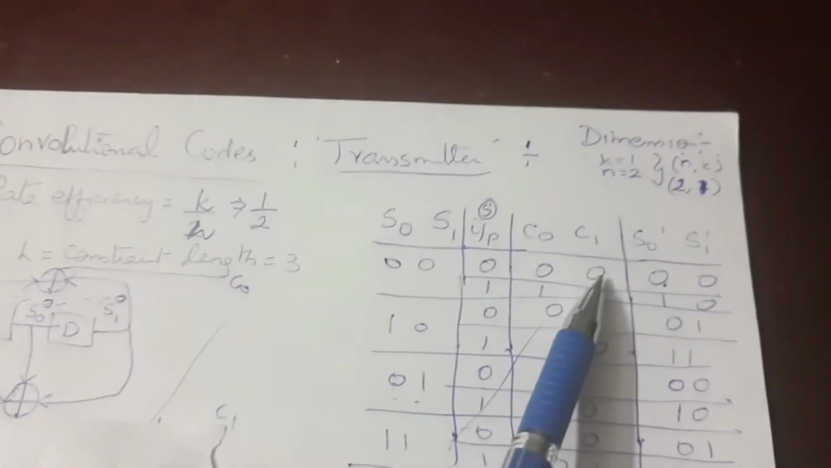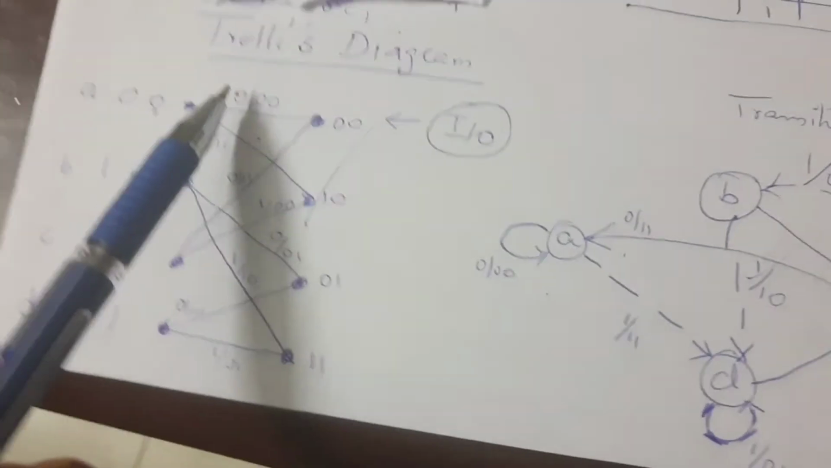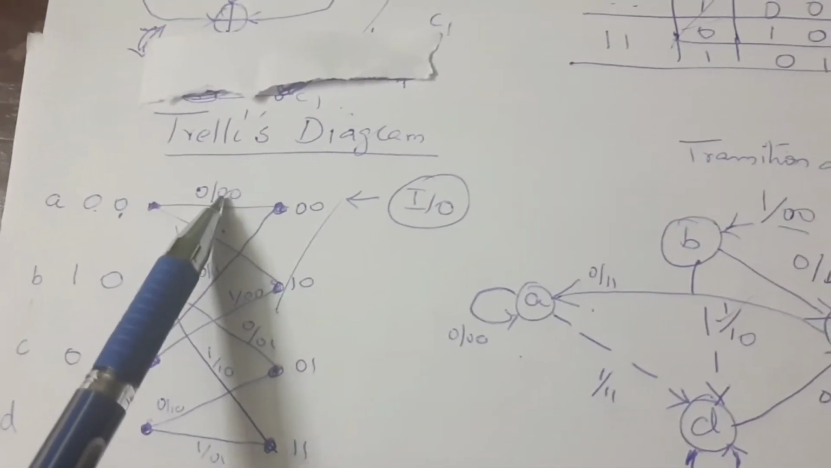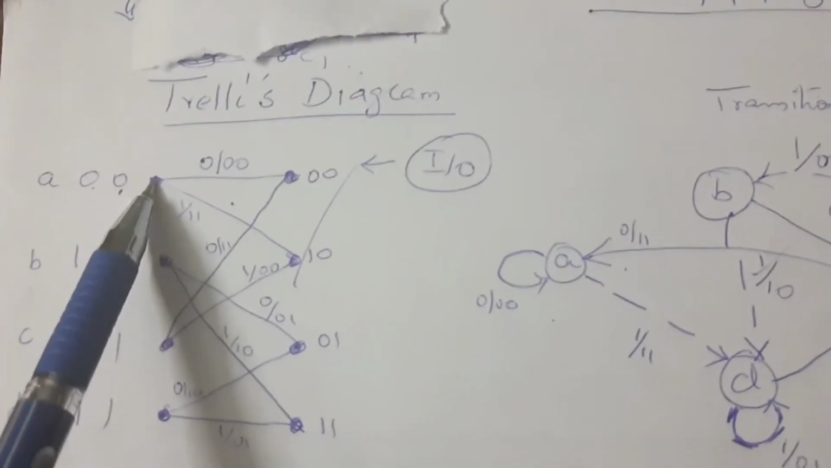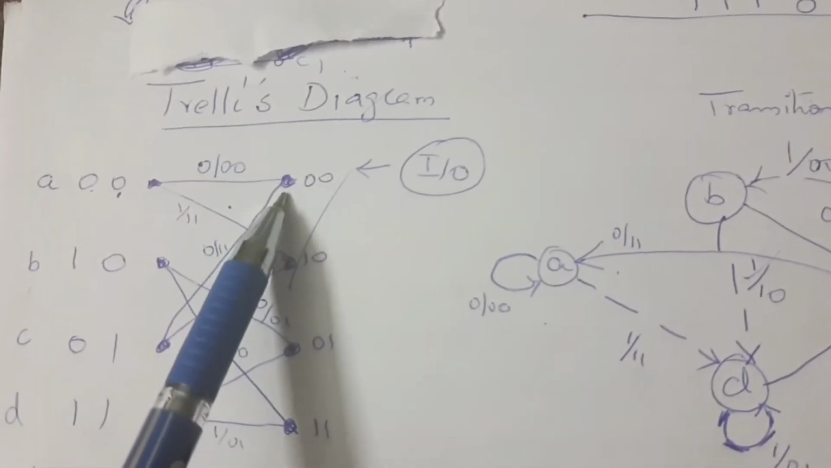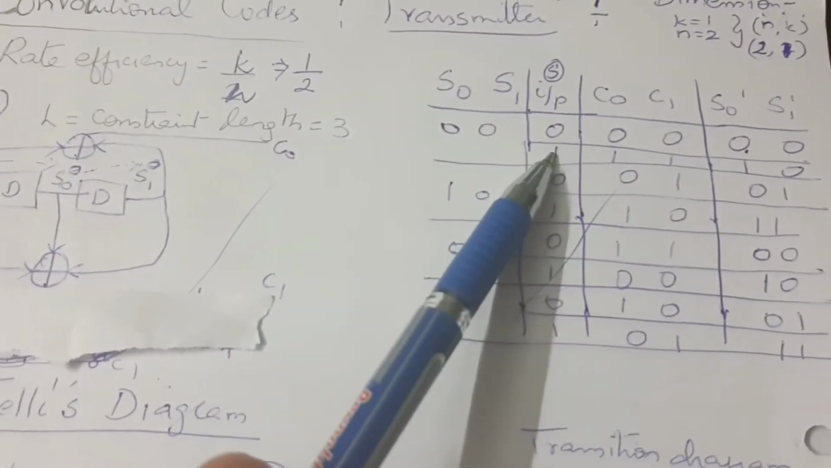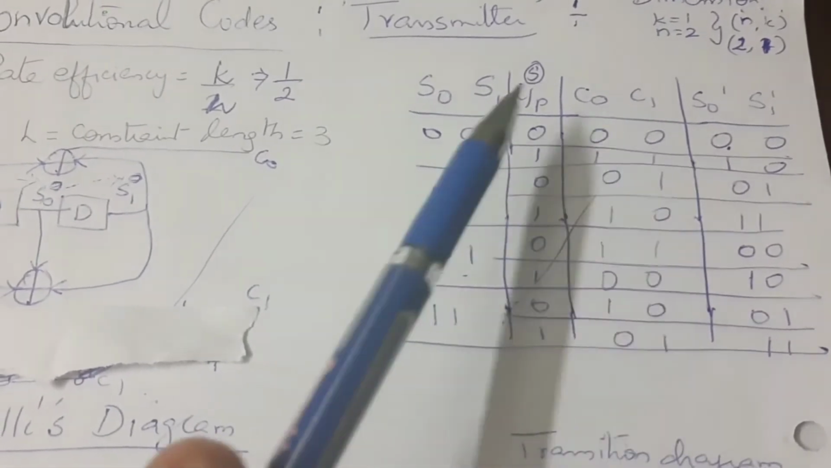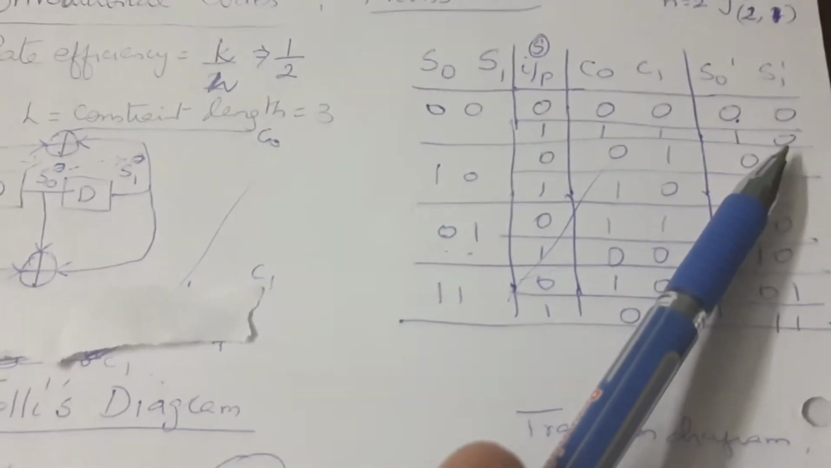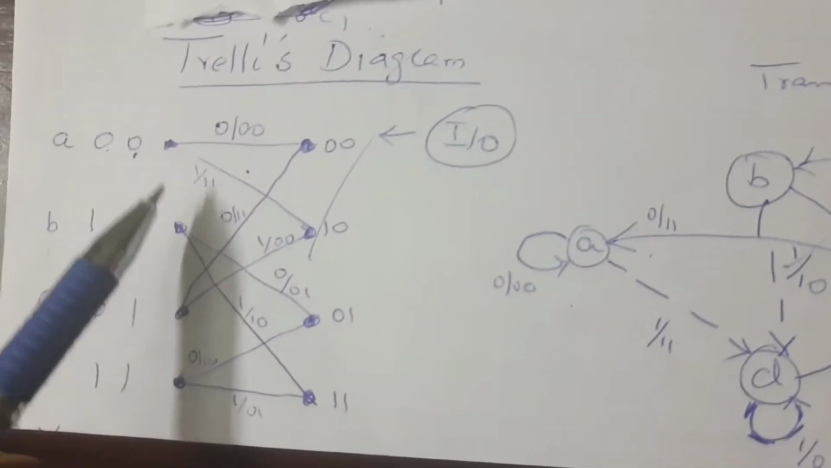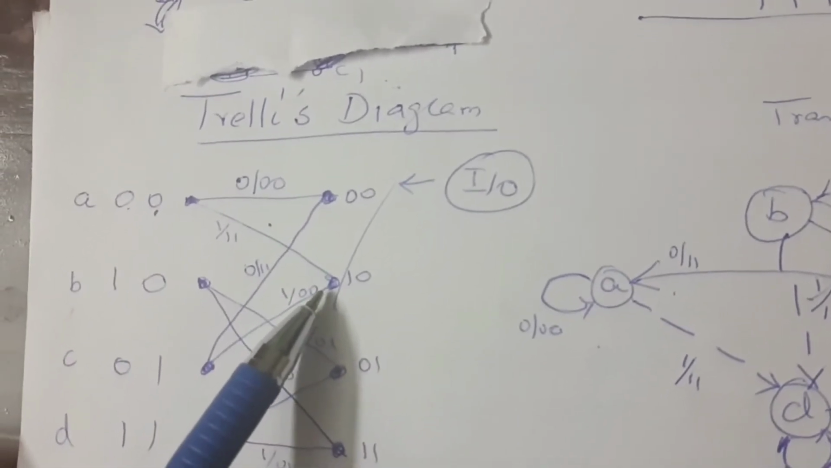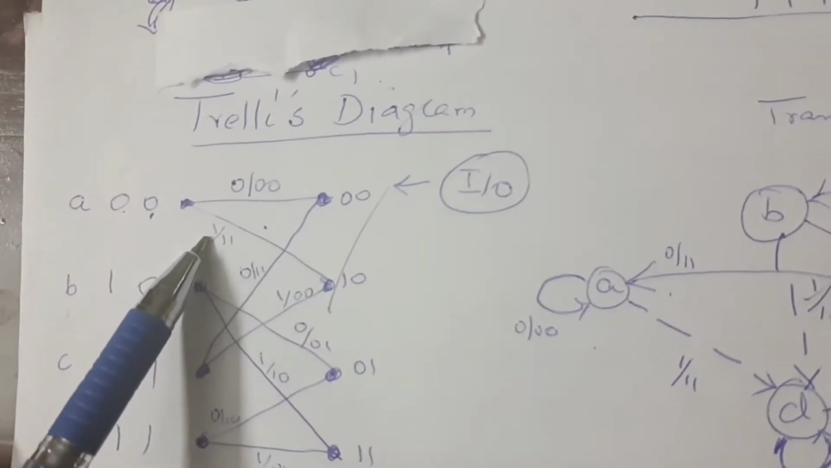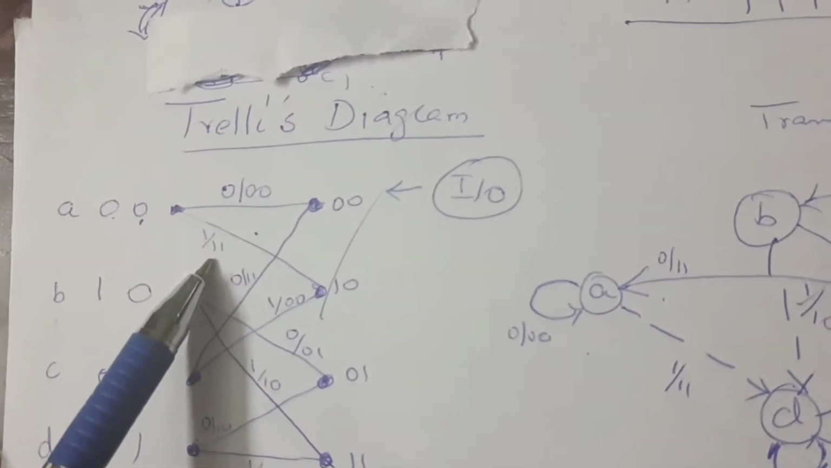It developed an output of 0, 0. So this is the input and this is the C0 and C1 output. It is moving from state 0, 0 to the same state 0, 0. Next one, 0, 0. Input is 1. Output developed is 1, 1. But it is moving to the state 1, 0. Therefore, you come here to the Trellis diagram. A, 0, 0 is moving to the next state 1, 0 under the condition of input 1, and the output developed, C0 and C1, is 1, 1.